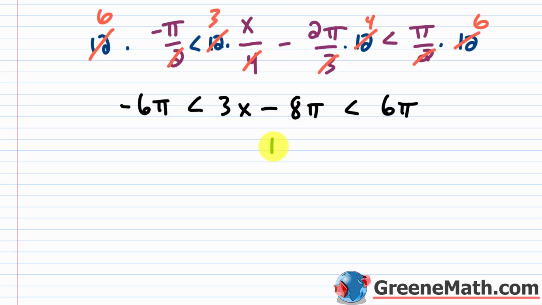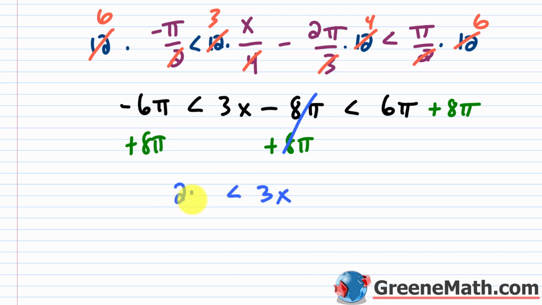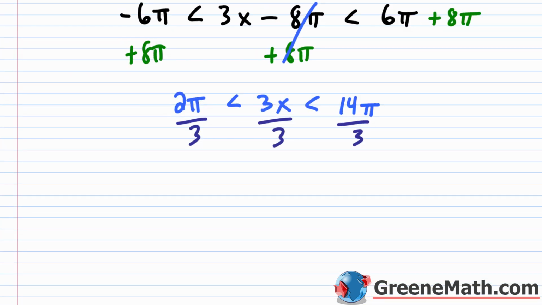So here, let's add 8 pi to each part. So this is going to cancel. We have 3x in the middle, and this is greater than -6 pi plus 8 pi, that's going to be 2 pi. And it's less than 6 pi plus 8 pi, that's 14 pi. Let's divide each part by 3. And this would cancel. So we're going to end up with x is greater than 2 pi over 3 and less than 14 pi over 3.